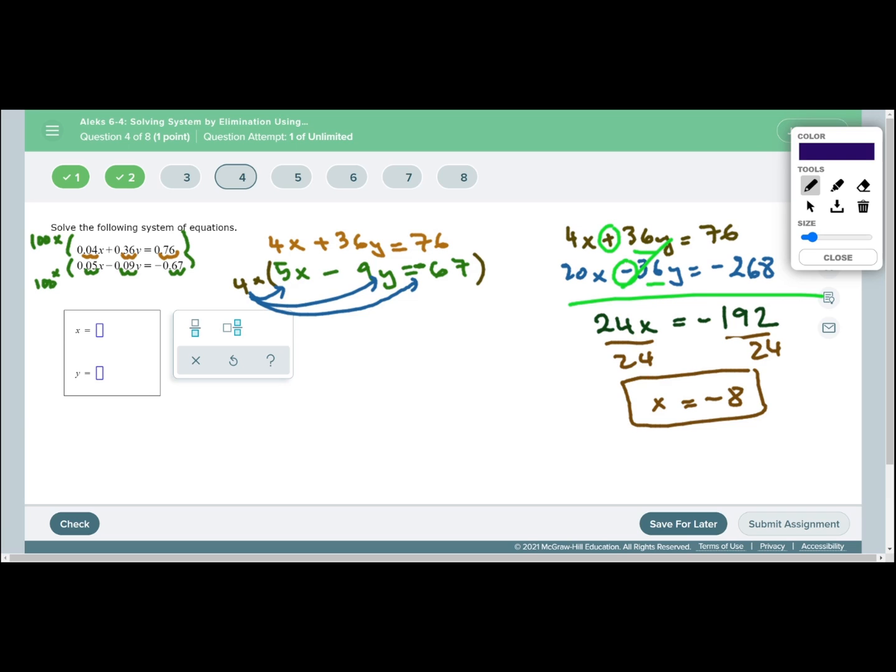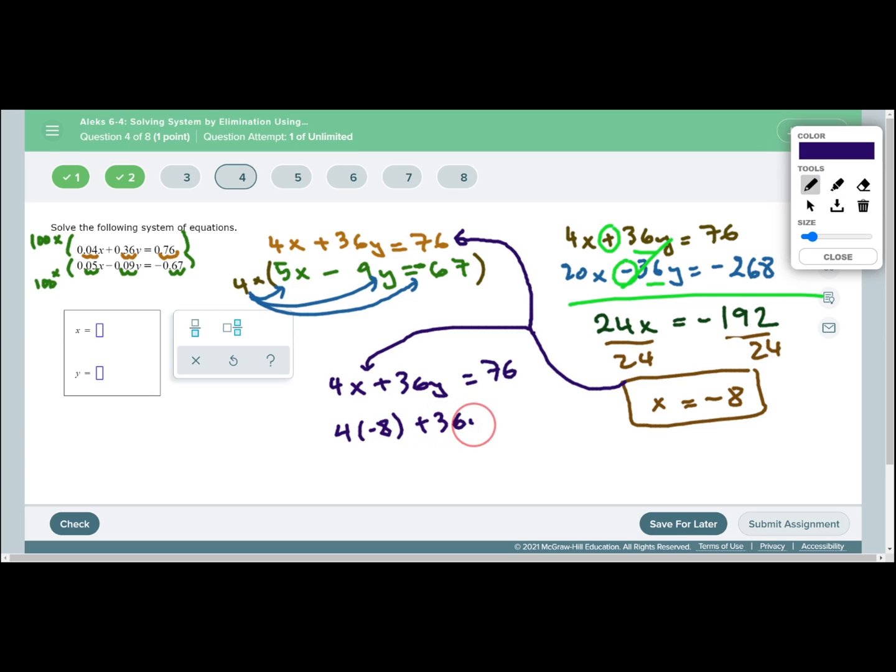All right, so now what we're going to do is take this and plug it into one of the original equations. I choose the first one, 4x plus 36y equal to 76. It doesn't matter, first or second, you will have the same answer. So x is negative 8. So 4 times negative 8 plus 36y equal to 76.